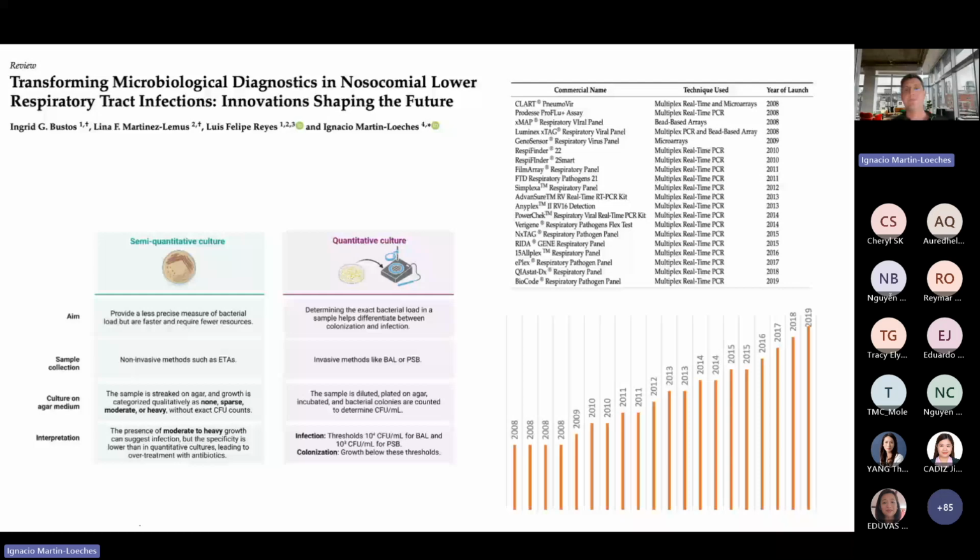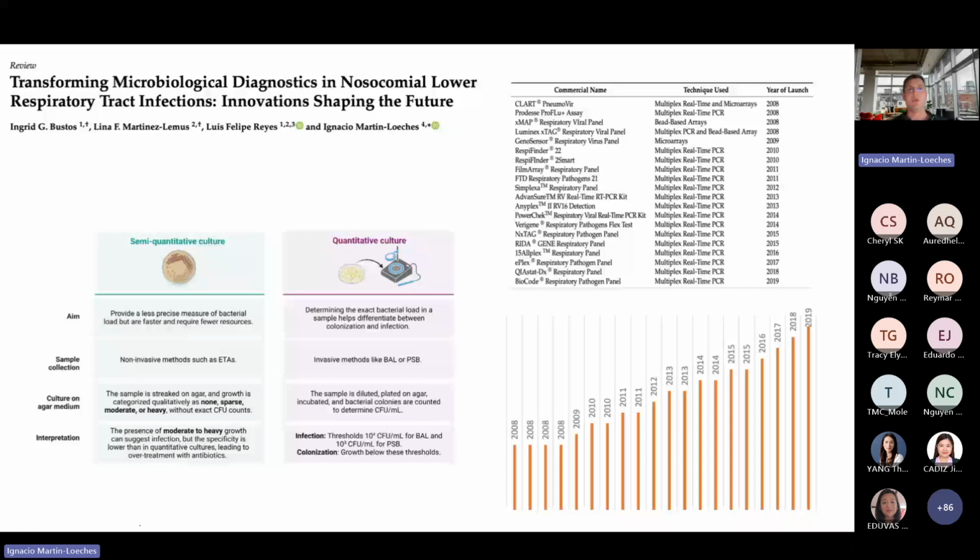What we can see is that an important number of companies are pushing towards getting multiplex real-time PCR. This is extremely important because we can adjust the diagnosis and we can also adjust the treatment. It is true that we have two ways. We can use a way based on non-invasive methods, such as endotracheal aspirates, or those that are more invasive. Obviously, the more invasive, the more specificity.